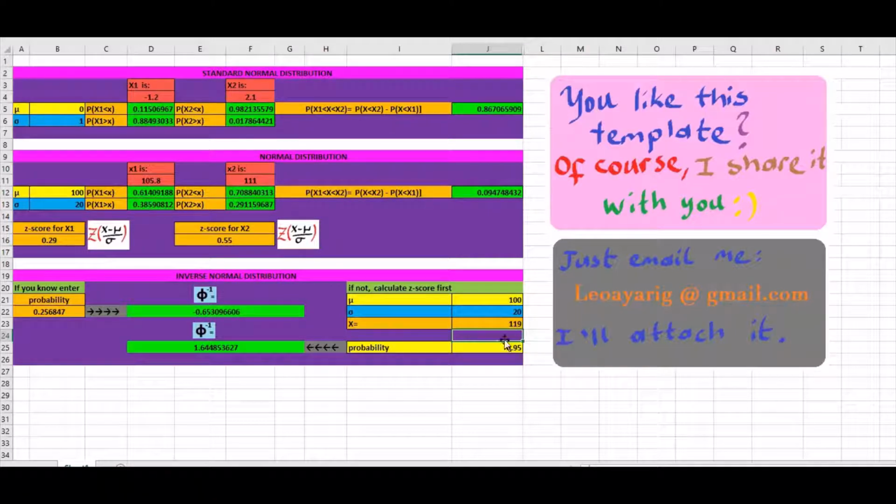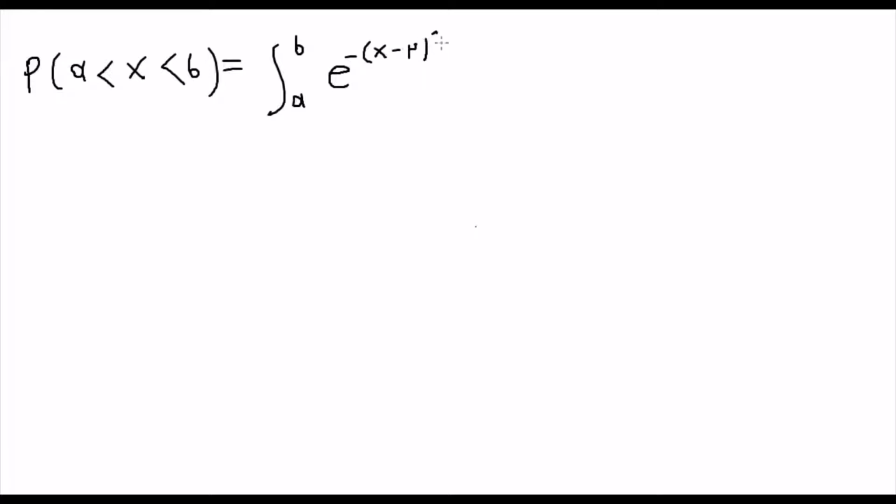Our calculator is ready. Now let's set up the definite integral and then start the problems. Just before we set up the definite integral on Wolfram Alpha, we're going to set it up manually by hand to understand the logic of it. The probability that the x value is between a and b means the integral from a to b of the density function, which is e to the negative (x minus mu) squared, divided by 2 sigma squared, all over sigma times square root of 2 pi, dx.